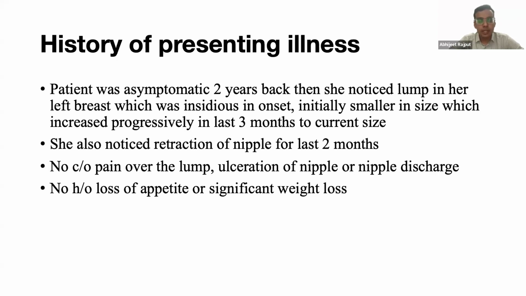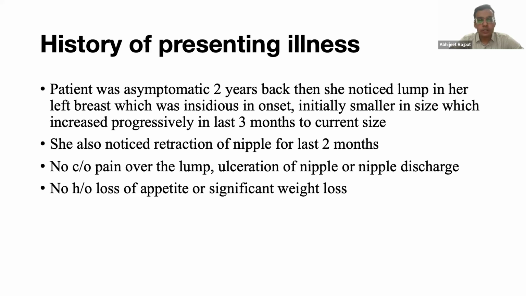Patient was asymptomatic 2 years back. Then she noticed lump in her left breast, which was insidious in onset, initially smaller in size, which increased progressively in the last 3 months to current size. She also noticed retraction of nipple for the last 2 months.